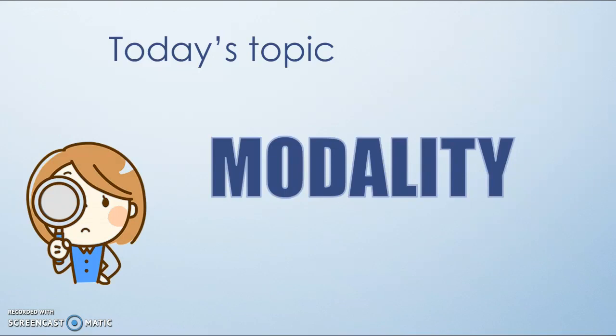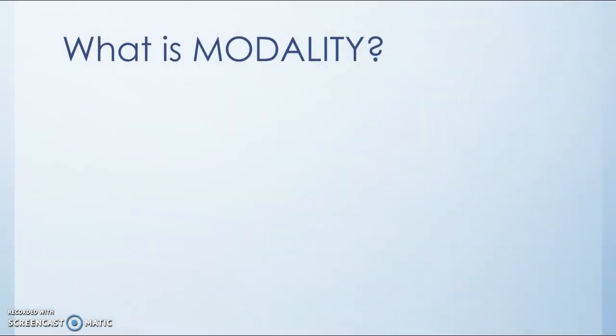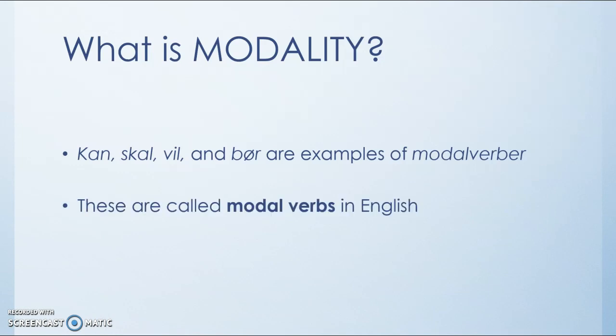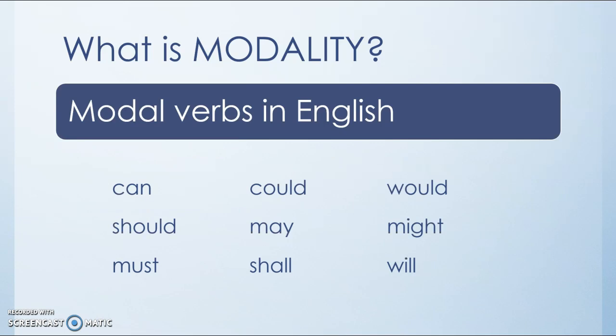Modality is a grammar term, and maybe it sounds scary, but it refers to something you are already quite familiar with. In Danish, the words kan, skal, vil, and bør are all examples of modalverber, called modal verbs in English. I bet many of you know how to say some of these in English already. But here's a list of the modal verbs in English. Can, could, would, should, may, might, must, shall, and will.